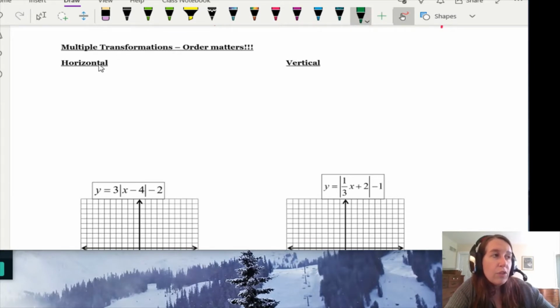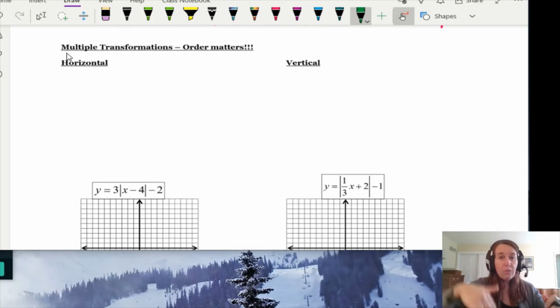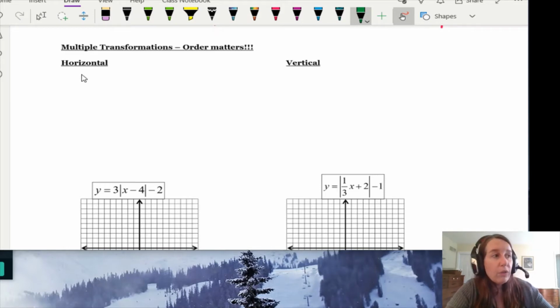So first of all, horizontal versus vertical, the order does not matter. They are independent of each other. So you could do all the horizontals and then the vertical, or vice versa. You could do one of the horizontal, then the vertical, then the horizontal. That doesn't matter because they're independent of each other. But when you're talking about horizontal transformations, the order does matter.